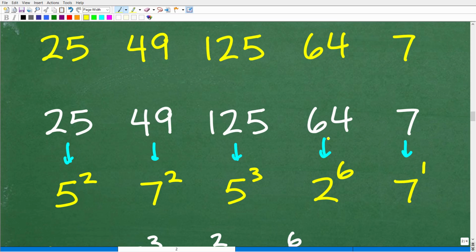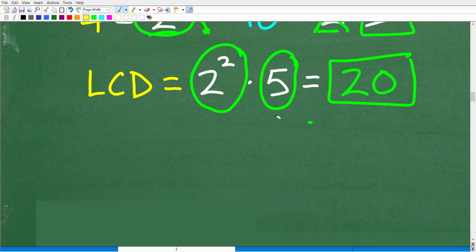Now 64, you might be saying, well, that's 8 squared. Well, 8 is not prime. So if you break down 64, for example, let me just do this real quick right here. Let's suppose 64, if you wanted to do this as a prime factor tree, this is going to be 8 times 8, for example. So 8 times 8 is not prime, so you keep going.